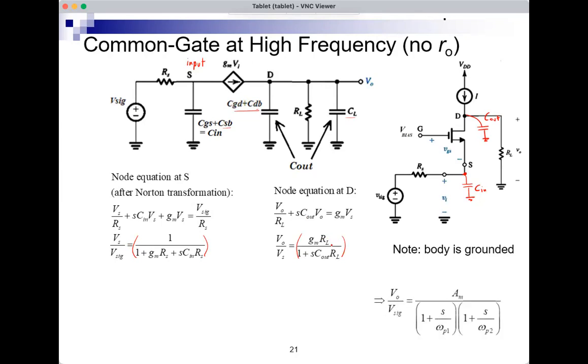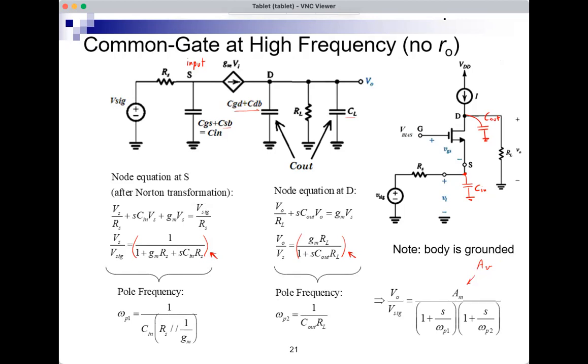So the overall transfer function looks like Am divided by 1 plus s over omega P1 times 1 plus s over omega P2, where Am is the Av that we calculated at low frequency. Omega P1 and omega P2, we can find them from here and here. So omega P1 is 1 over Cin into Rs parallel 1 over gm, and omega P2 is 1 over Cout RL.